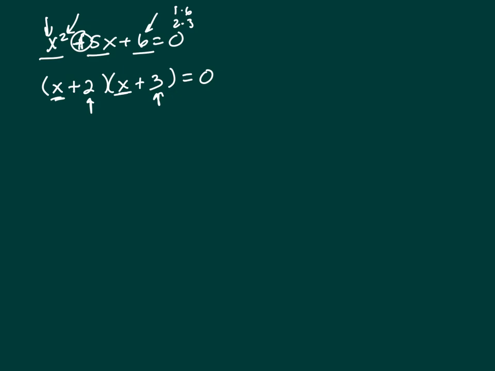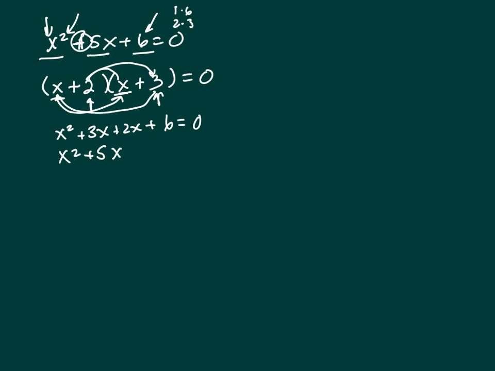Now let's practice making sure that we factor this correctly. So I'm going to multiply it out. X times x is x squared. X times 3 is 3x. 2 times x is 2x. And 2 times 3 is 6. Equals 0. And then that's x squared plus 5x plus 6 equals 0. So this factoring is correct.